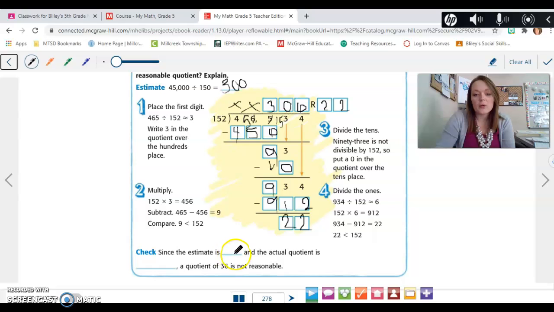Since the estimate is 300 that we did earlier up top here, and the actual quotient is 306 remainder 22, is that reasonable?